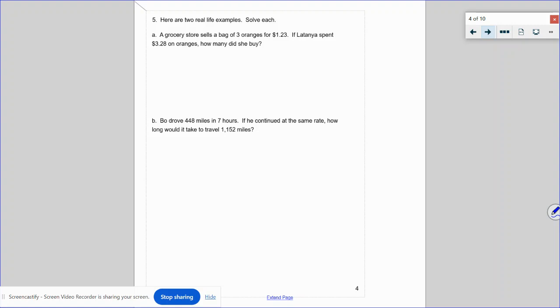Okay? So if we say R is the cost of a single orange, that'll give us a variable. You can use something other than R if you want. R is the cost of a single orange. A bag of oranges is 3 oranges. So we can write that as 3R. That would give us our 3 oranges. We have 3 R's, or 3 oranges. So we do 3 times the cost to get that total for the bag of $1.23.